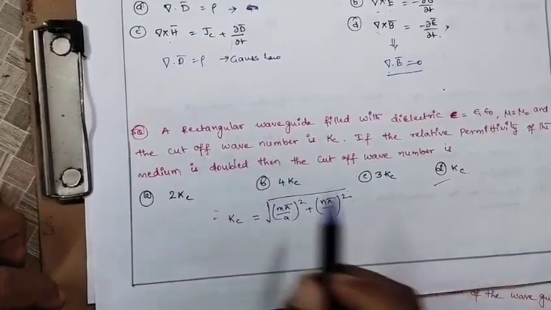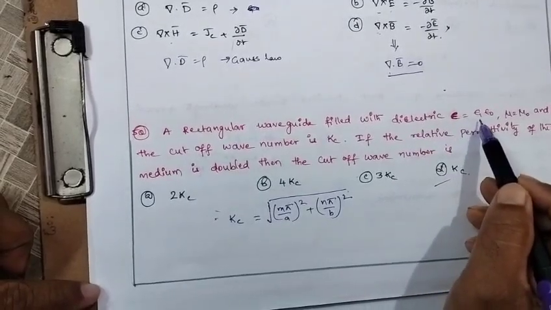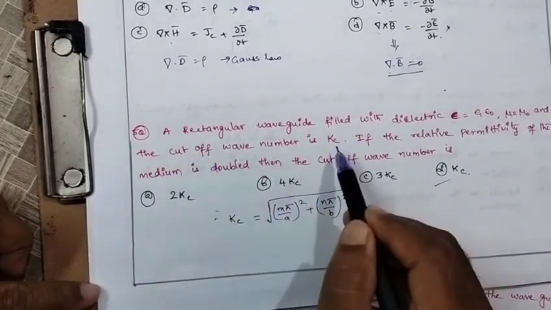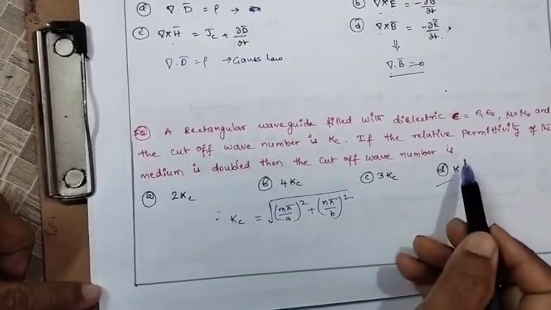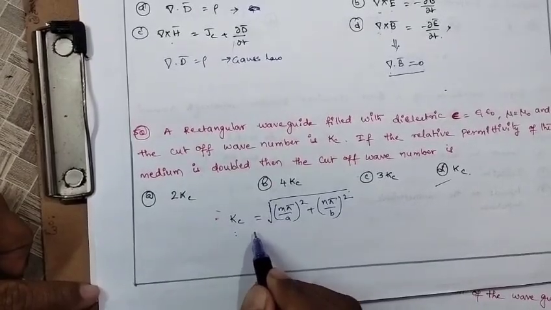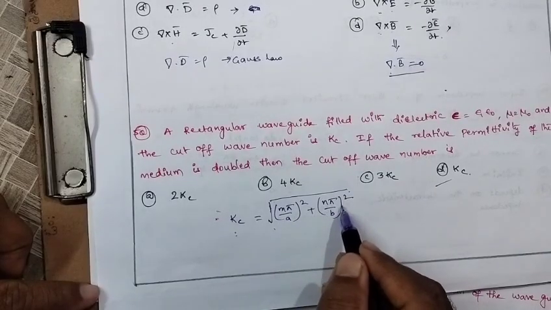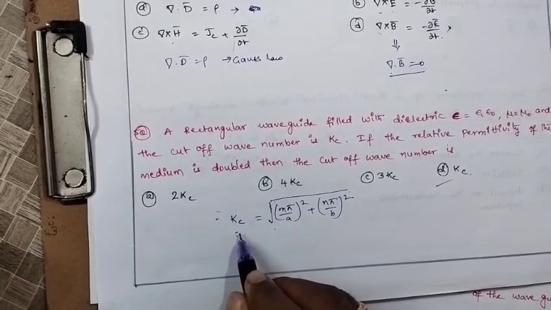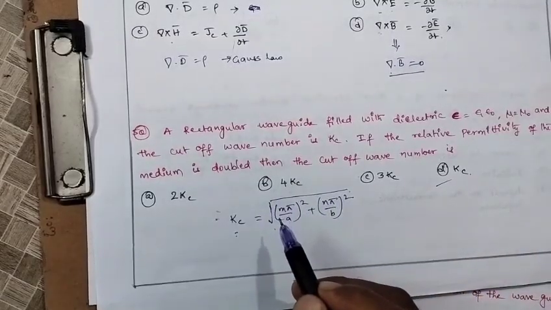Now fifth question. A rectangular waveguide filled with dielectric epsilon equal to epsilon 1 into epsilon naught, mu equal to mu naught, and the cutoff wave number is Kc. If the relative permittivity of the medium is doubled, then the cutoff wave number is dash. See, the formula for cutoff wave number in rectangular waveguide is Kc is equal to under root (m pi by a) whole square plus (n pi by b) whole square, which is independent of permittivity.